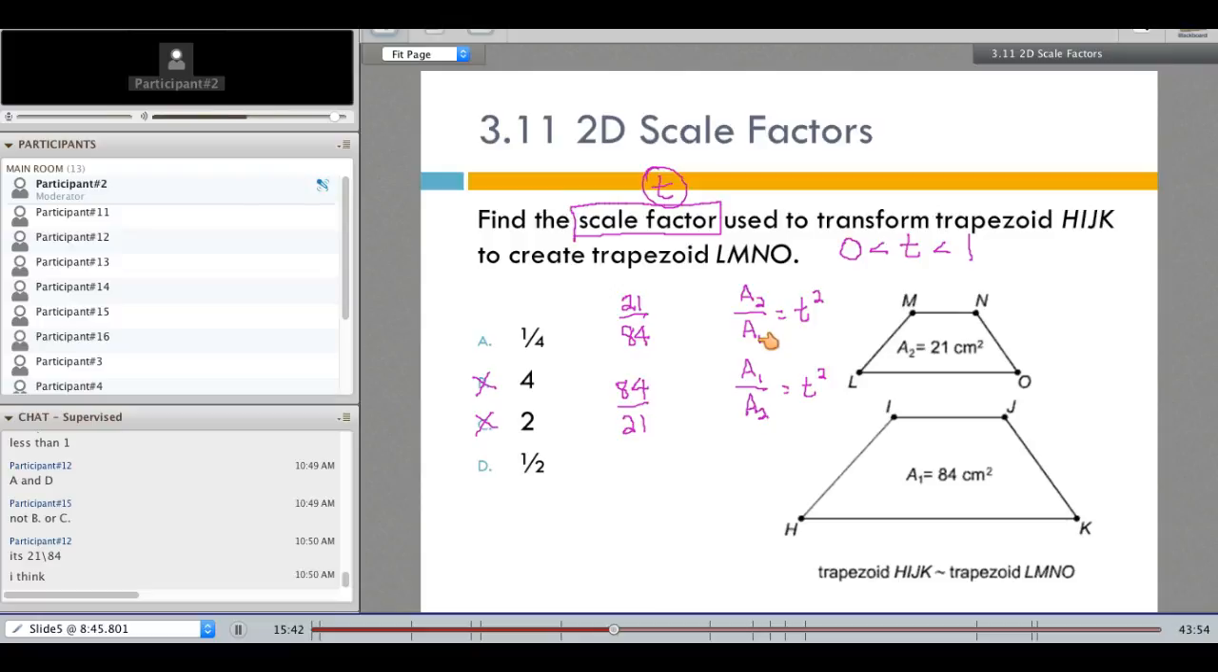Okay, so it's equal to, we're going to do 21 over 84 equals t squared, and you are correct. If I reduce that, it reduces to 1/4. Is that t? Because remember, that's what we want is t.